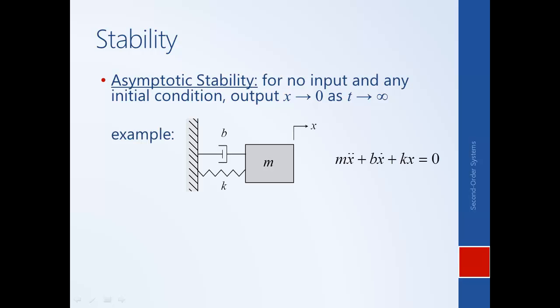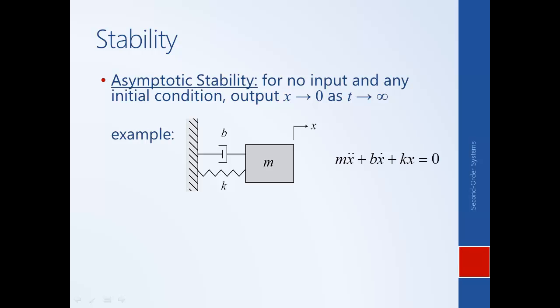Looking at this example mass spring damper system described by this differential equation for its natural response, for there being no forcing input, intuitively we would believe that this system is asymptotically stable. If we gave this system some initial condition, we took the block, the mass, and pulled it back and let it go, it would oscillate, but it would eventually die out, returning to equilibrium.